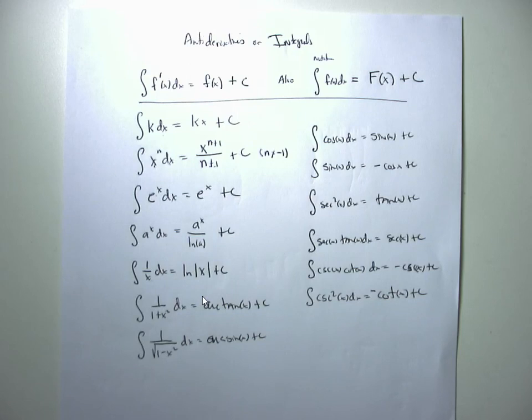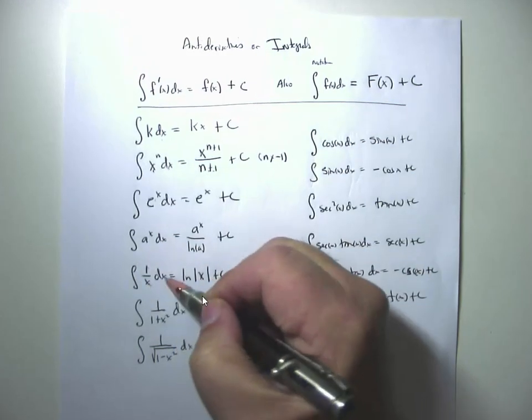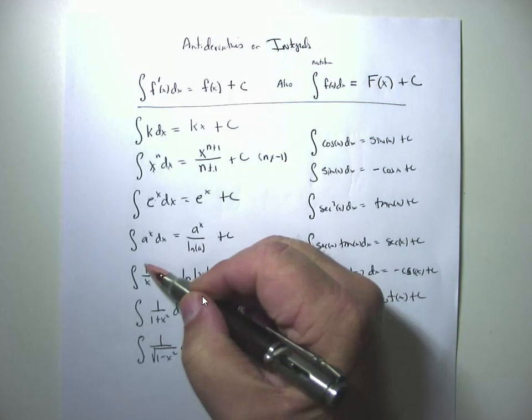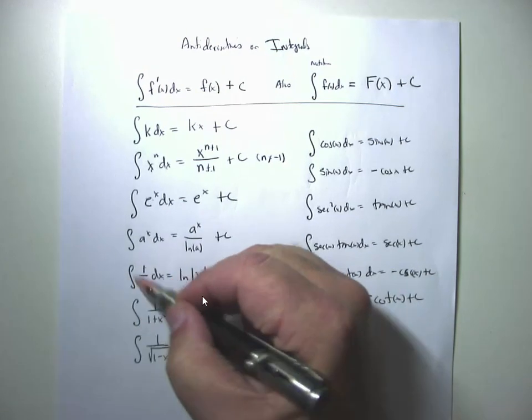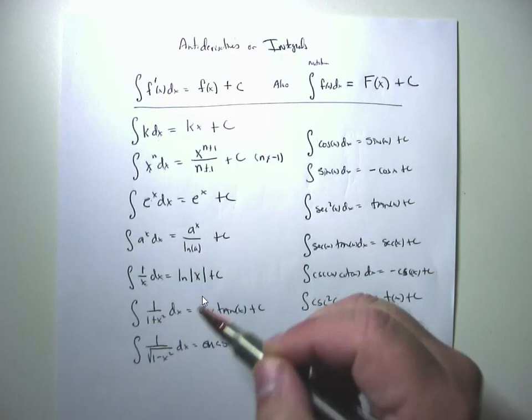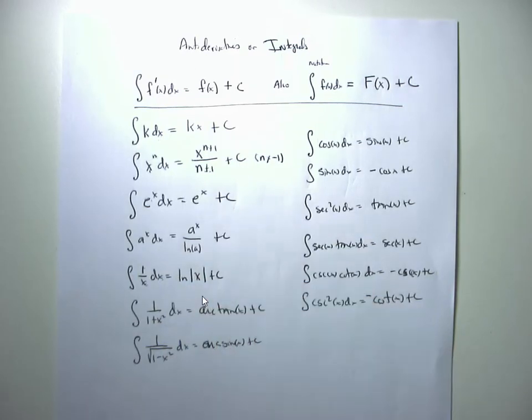Rule 1, with derivatives, where do constants get to go? Out front. Antiderivatives, same rule. Constants go out front. So if I had the integral of 5 over x dx, 5 is a constant being multiplied. You can pull them out front. That would be 5 times integral 1 over x dx. And that would be 5 times natural log absolute value of x plus c. Constants get to go out front.